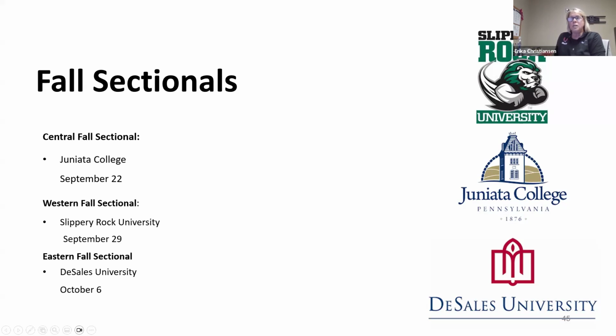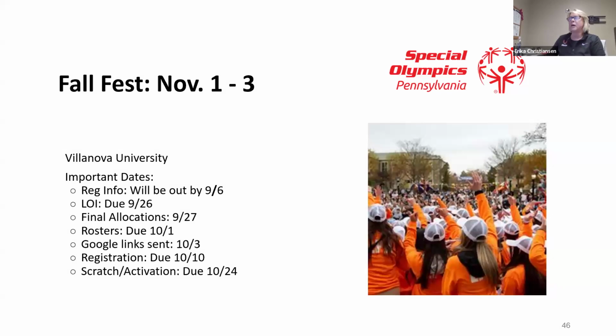The Central Falls sectional will be at Juniata September 22nd. Western will be at Slippery Rock on September 29th, and Eastern will be at DeSales on October 6th, all leading up to the big state event, Fall Festival at Villanova. It will be November 1st through the 3rd. I won't go over all these dates with you, but the information will be shared out with you on September 6th.